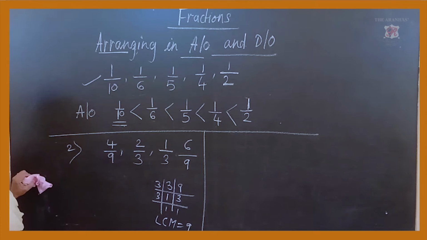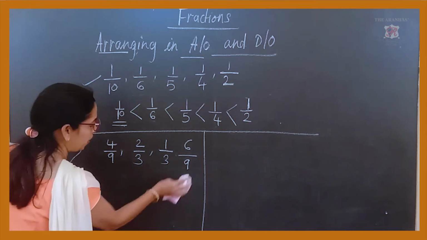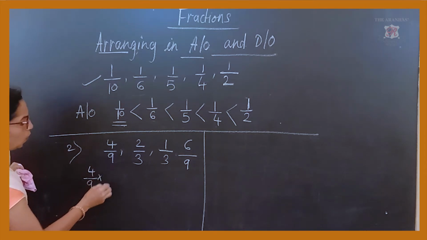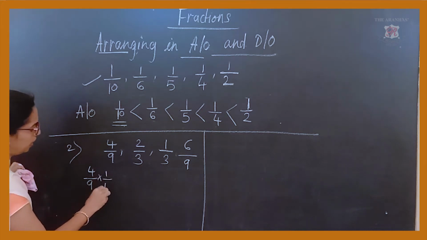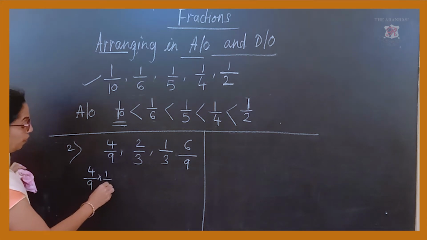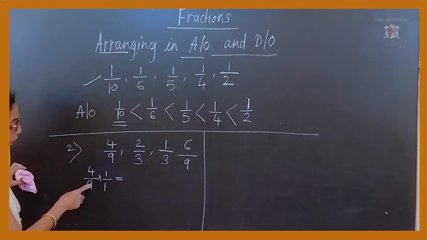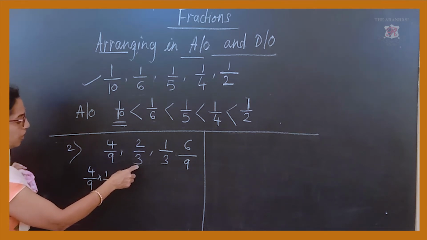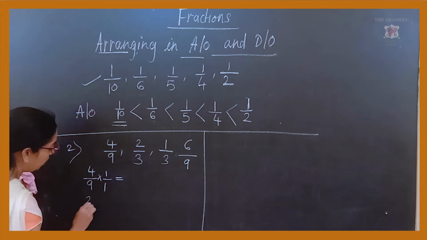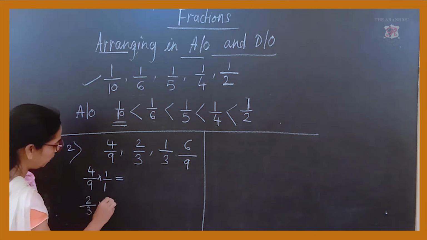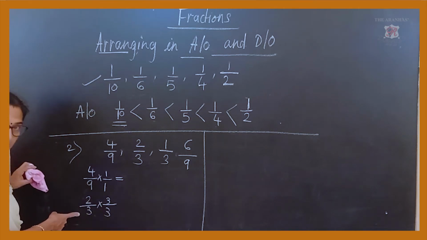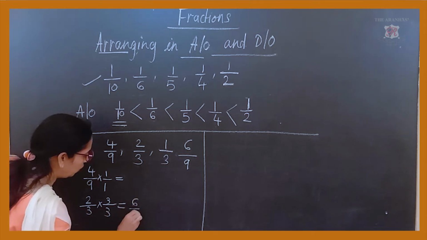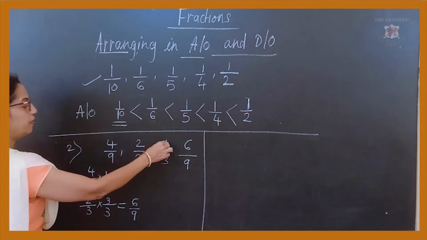LCM will be 9. According to this, if you take 4 upon 9, you need not multiply, or only by 1 you can multiply and get the answer, as here we have 9 itself as the denominator. But whenever 3 is given, you have to multiply this fraction by 3. It means the numerator as well as the denominator will be multiplied by 3 and you get 6 upon 9. Then here 1 upon 3.